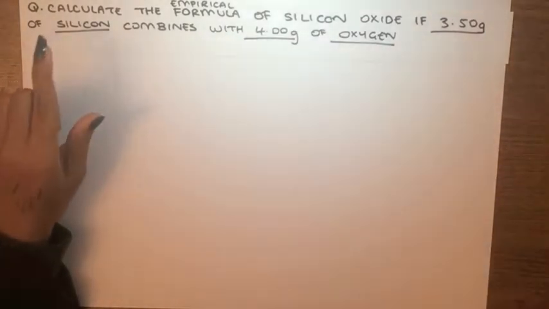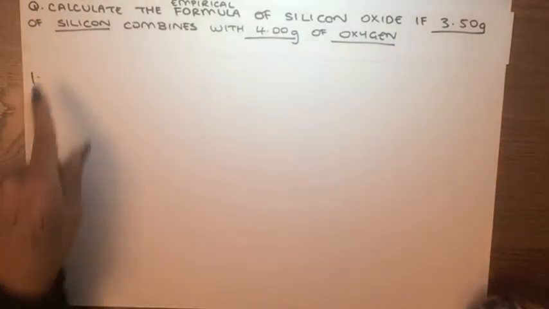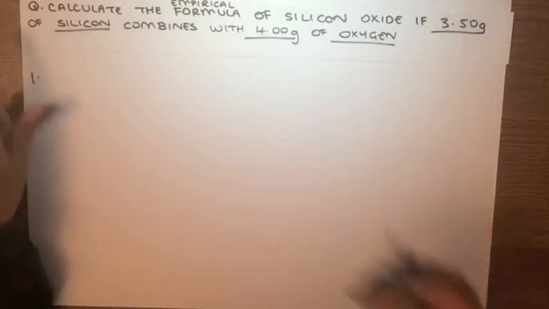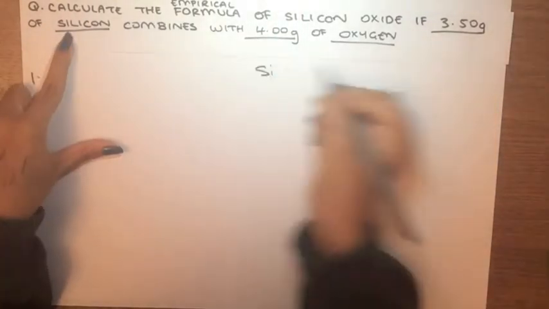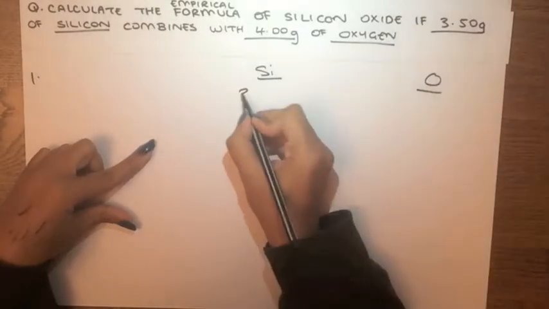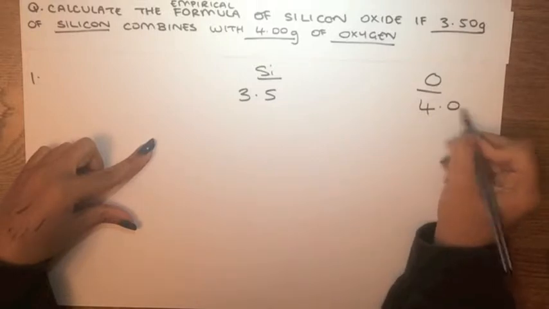of oxygen. So to figure out the empirical formula, the first step is to write down the mass of each of the elements that we're working with, which in this case is silicon and oxygen. So we know we've got 3.5 grams of silicon, and we know we've got 4 grams of oxygen.